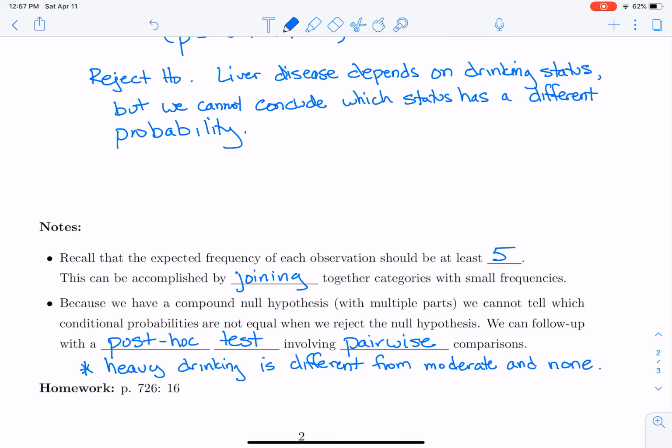I also said that for the homework it would be on a worksheet. Turns out I found a good problem in the book, page 726, number 16. So that is your homework problem for this lesson.